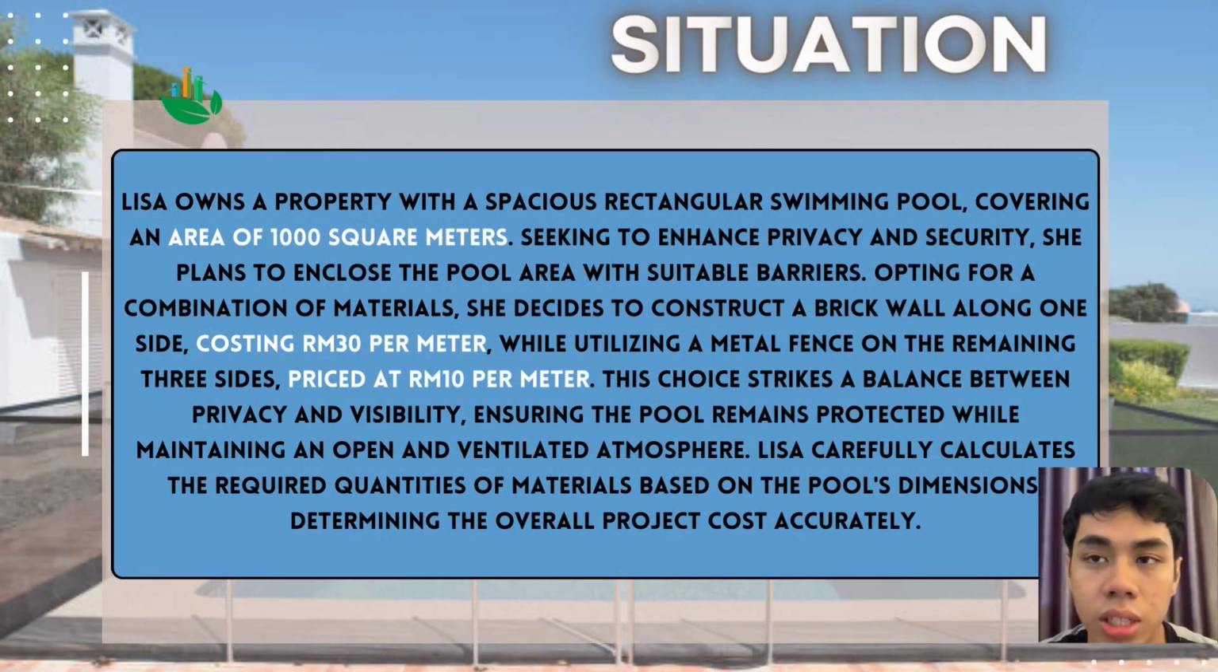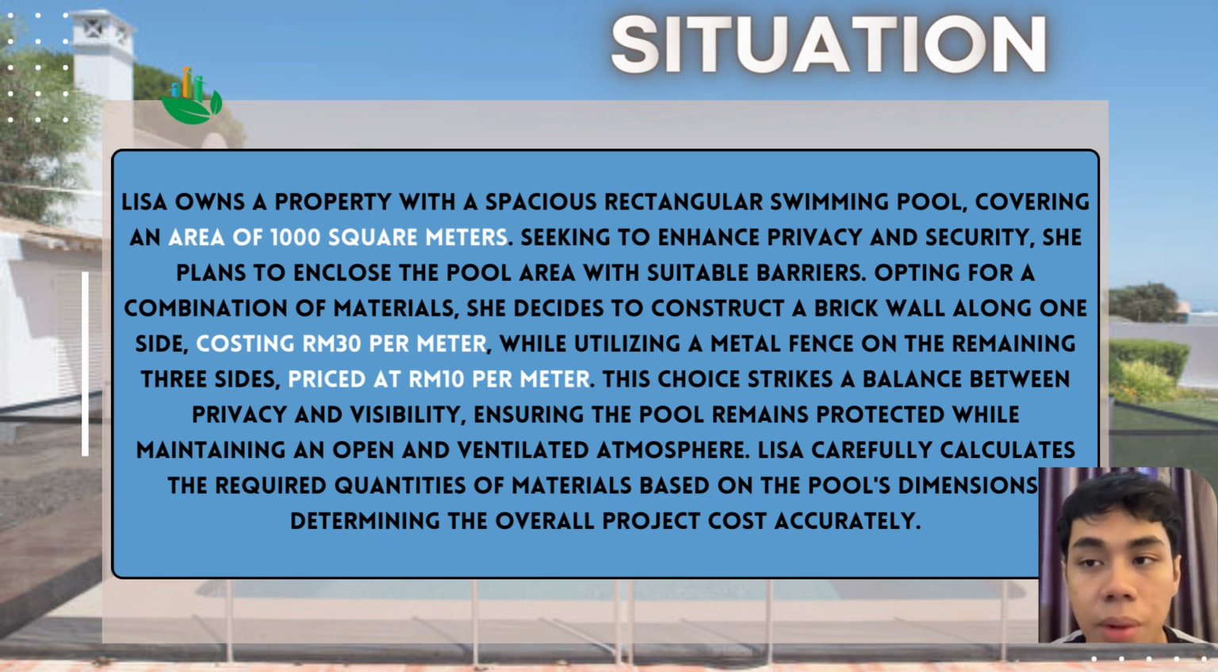Now we will move to the situation example. Lisa owns a property with a spacious rectangular swimming pool covering an area of 1,000 square meters. Seeking to enhance privacy and security, she plans to enclose the pool area with suitable barriers. Opting for a combination of materials, she decides to construct a brick wall along one side costing RM30 per meter, while utilizing a metal fence on the remaining three sides priced at RM10 per meter.